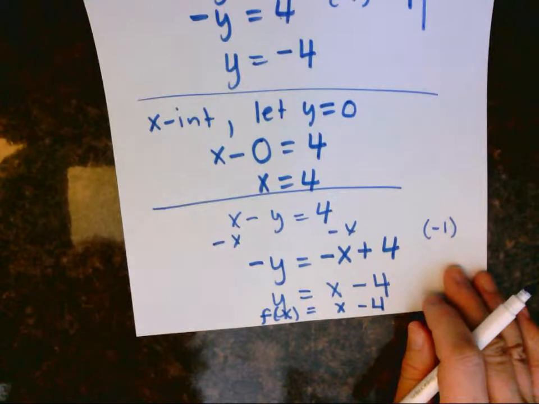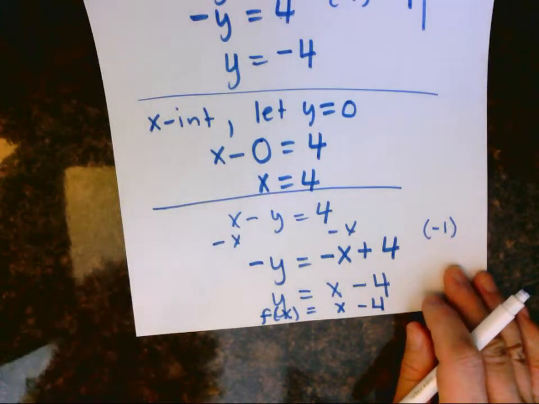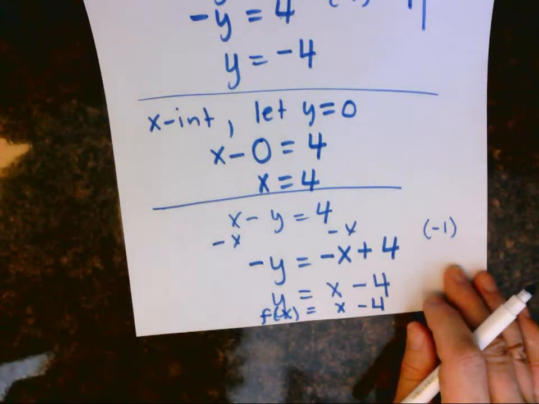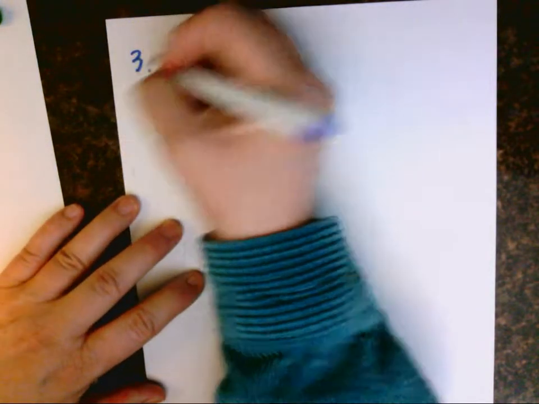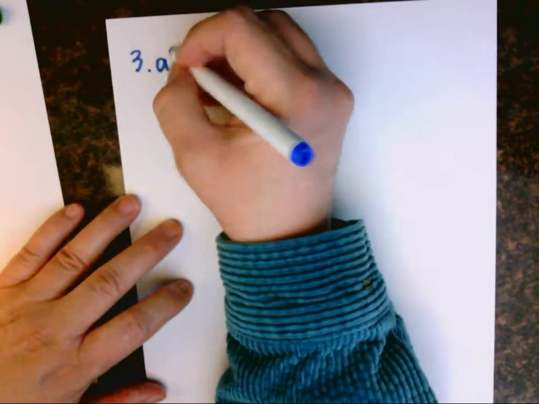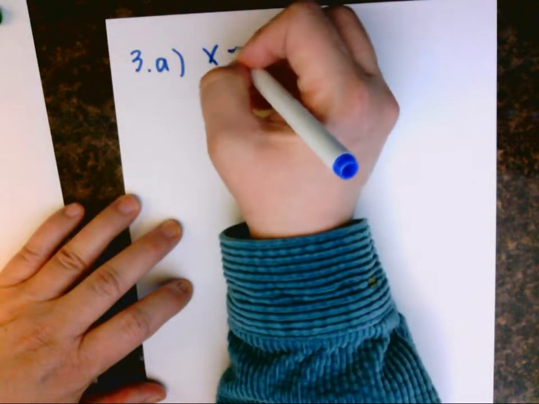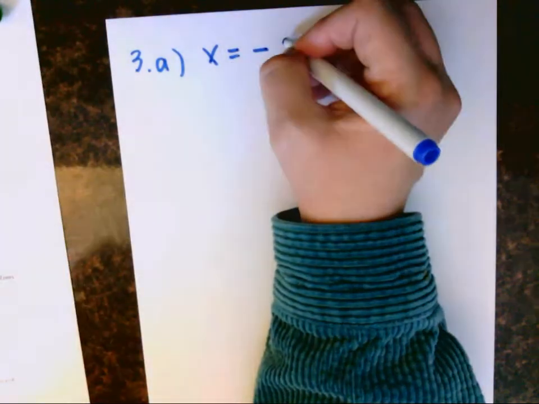All right, we're nearing the end. The next problem, number 3, which has 3 parts, is to do the special cases, those horizontal and vertical lines. Okay, grab another piece of paper. Number 3, graph x equals -5.